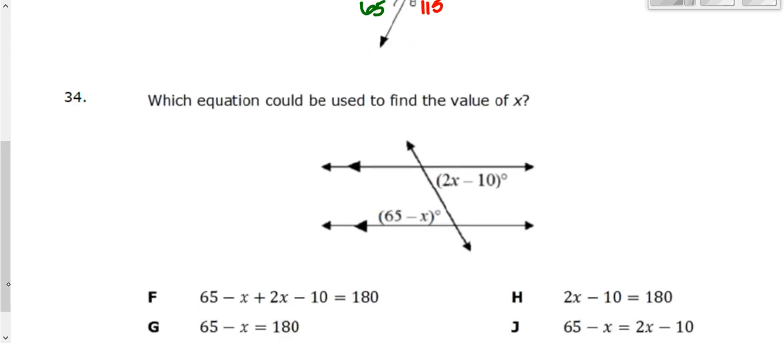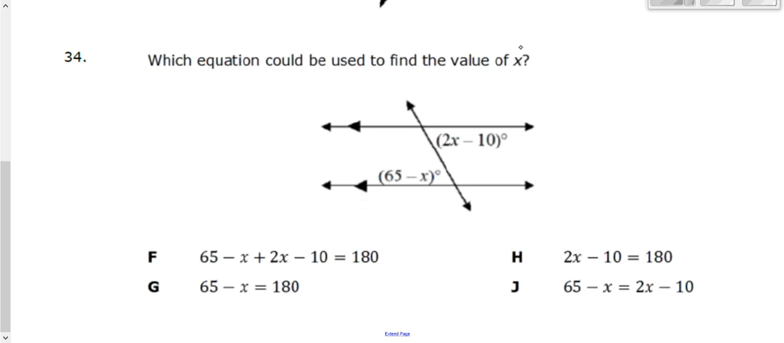Okay, 34, which equation could be used to find the value of x? Well, I'm going to look at the two angles. Okay, so looking at the two angles, I can see that they are congruent angles, because I know that this one would be congruent to this vertical angle, and then I know that this one is corresponding to this one. They're in the same place. So they're all equal to each other.